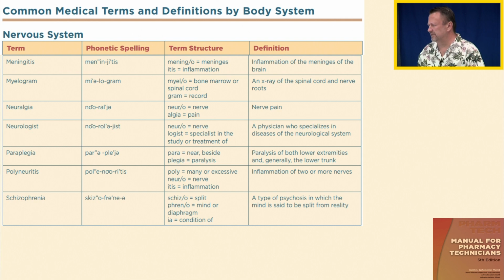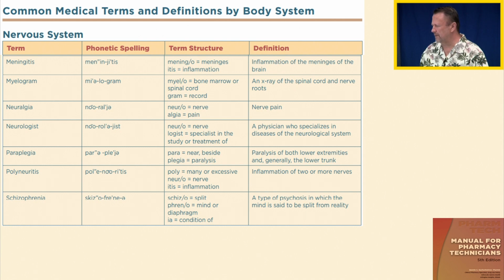Meningitis is inflammation of the meninges. Meningitis is an infection of the meninges. Myelogram is an x-ray of the spinal cord and the nerve roots. Neuralgia is pain that comes from the nerve. A neurologist is one who studies the neurologic system. Paraplegia is paralysis of both lower extremities. Polyneuritis is inflammation of more than one nerve.